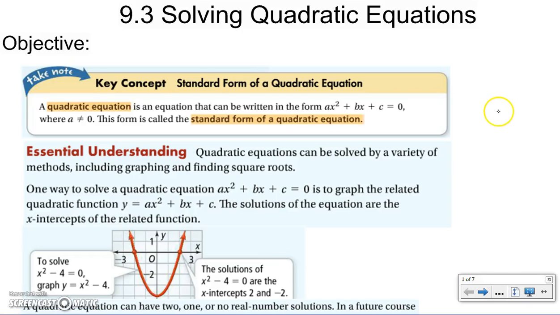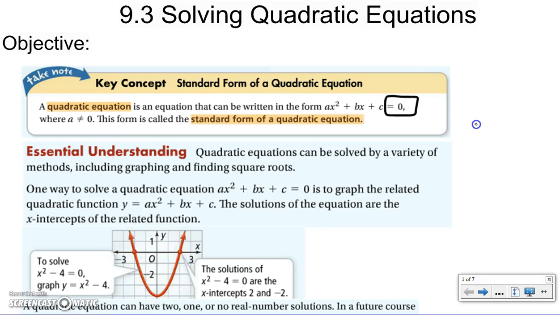Welcome to the 9.3 video, solving quadratic equations. So we are continuing to talk about quadratic functions, but today specifically we're looking at a quadratic equation. We know they're in the form of ax squared plus bx plus c. Our big key today is that the equation is set equal to 0.